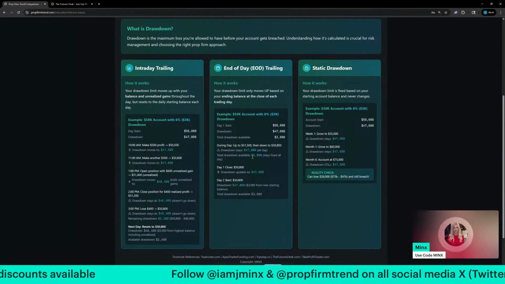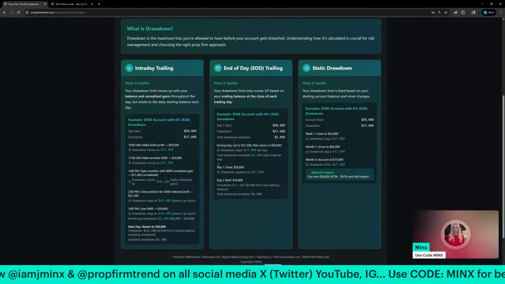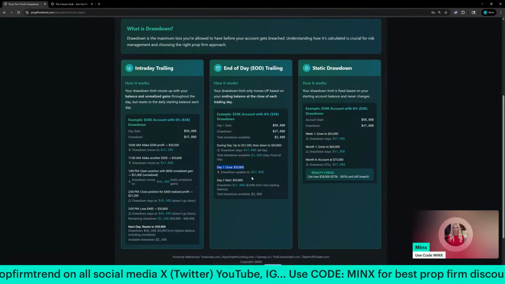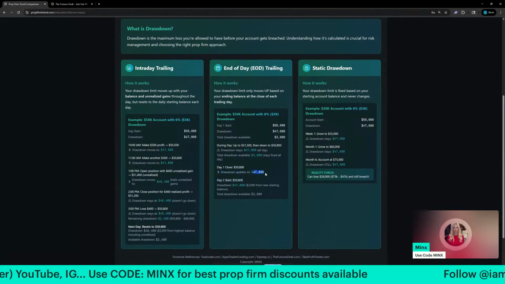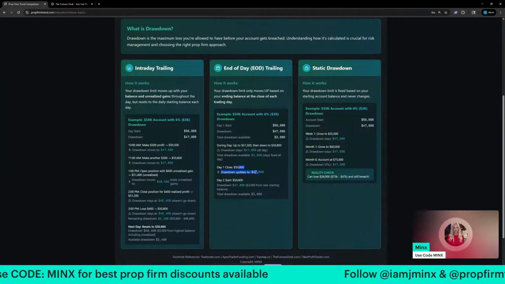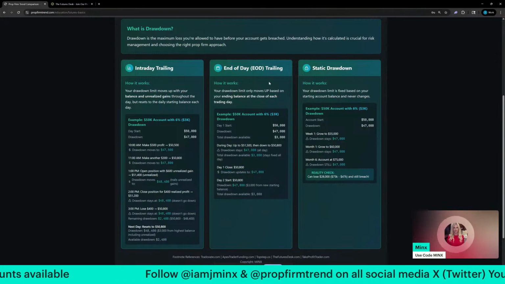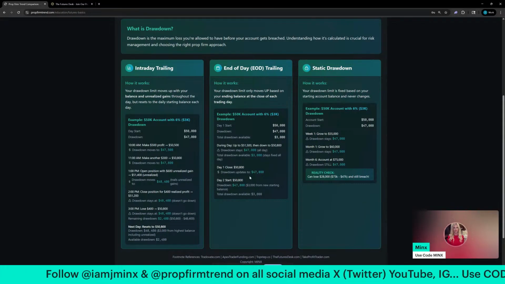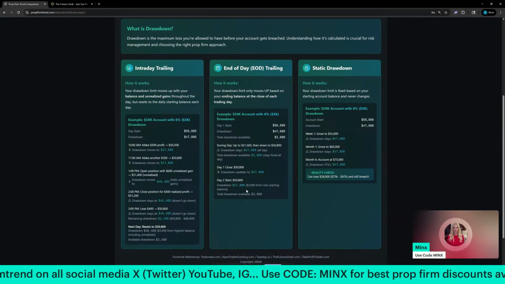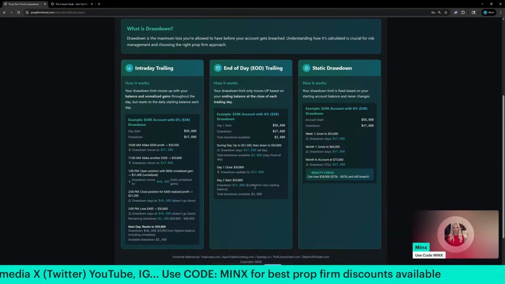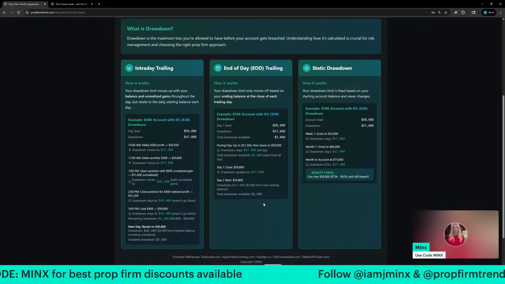That total drawdown available is 3,000 because it stays fixed all day. Okay. Day one, you close 50,800. Now your drawdown is going to update to 47,800, which is that $3,000 between the two. So it's at end of day when they update it. Day two, you start 50,800. Drawdown is 47,800, $3,000 from your starting balance. Total drawdown available is 3,000.